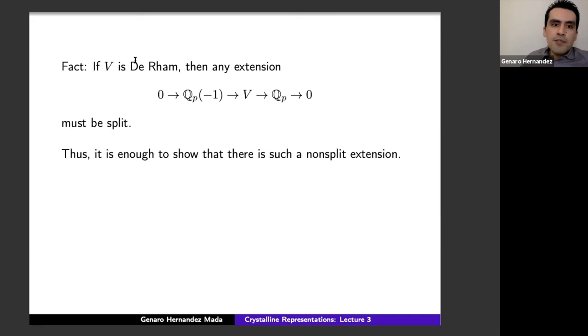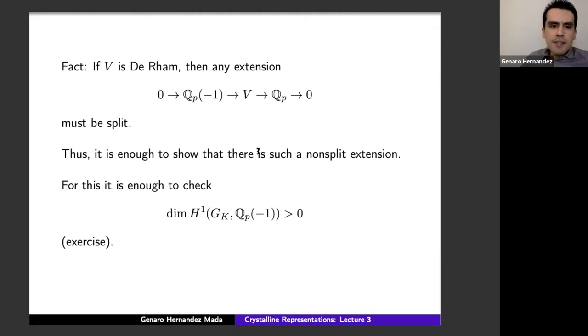So in order to construct a Hodge-Tate representation that is not de Rham, it's enough to show that there is a non-split extension like this. And for that, we could check the group cohomology of G_K with coefficients in Q_p(-1), and check that the dimension is larger than one. That should give us the existence of that extension, and that's an exercise.